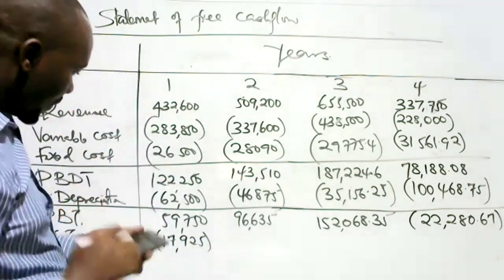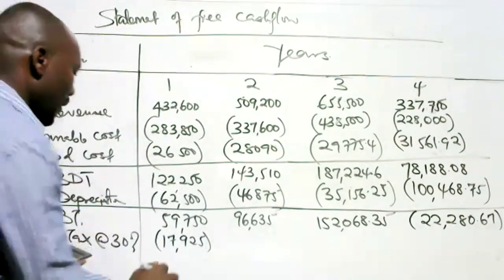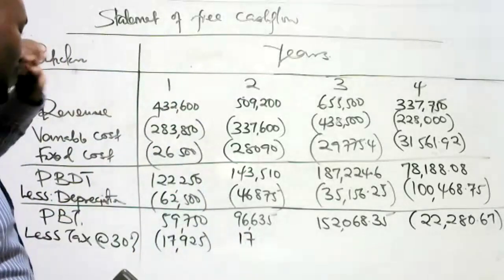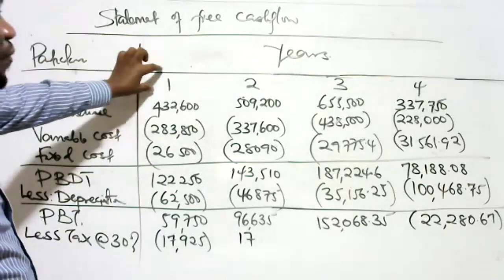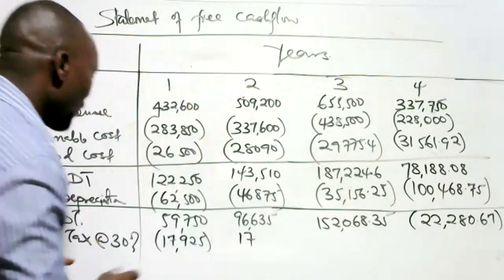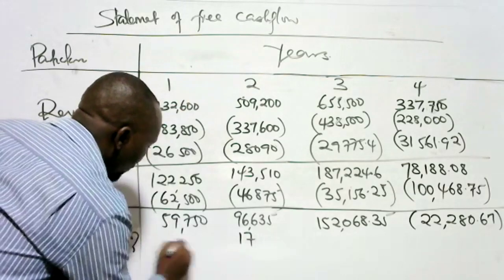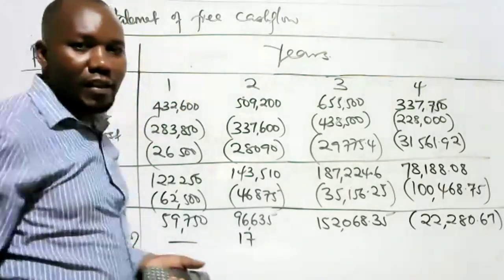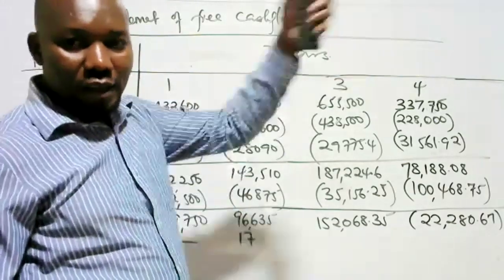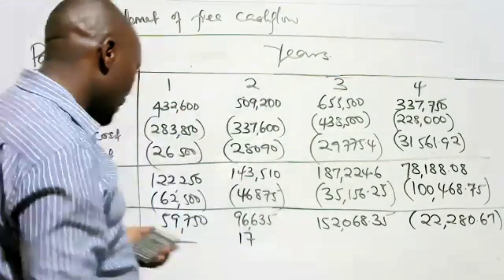Mwalimu, tax is paid in arrears. Thank you. So if you're told that it's paid in arrears, it means the tax for year one, you pay in year two. So year one, we don't have to pay any tax. Just like in Kenya, taxes are paid in arrears. So for last year, inalipwa this year, corporate tax. Then for this year, we shall pay next year.